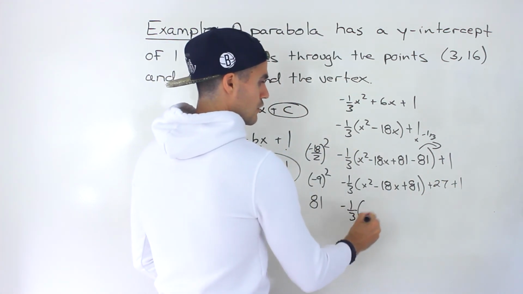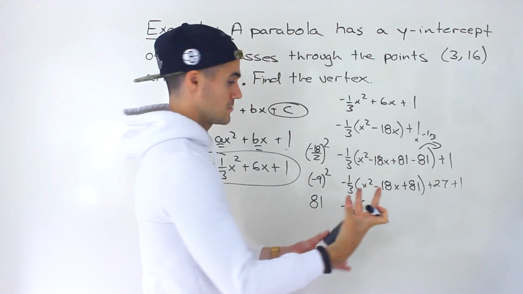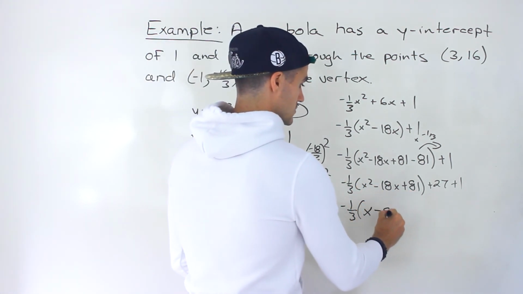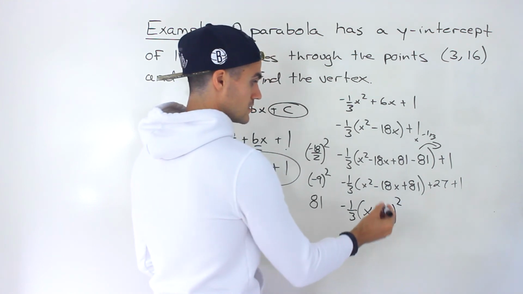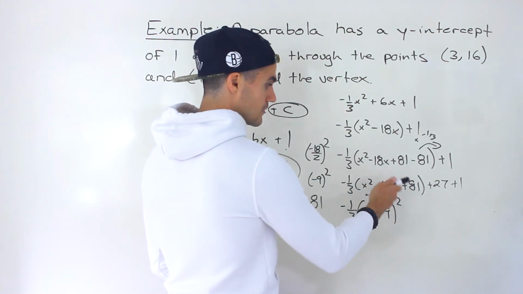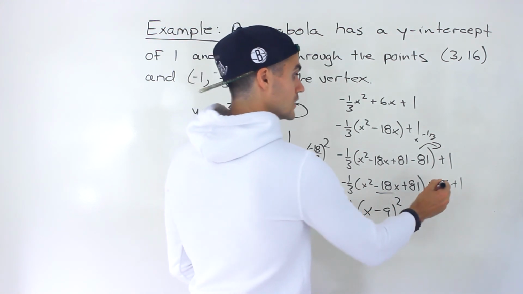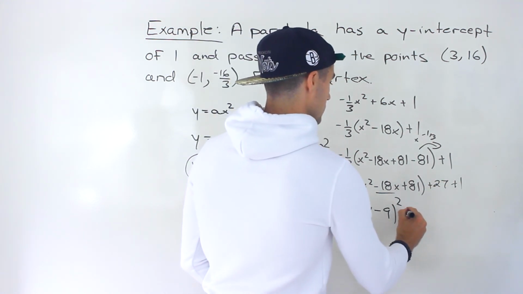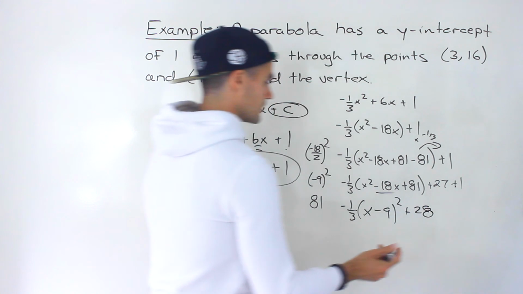Then this over here is always going to be a perfect square trinomial. That's going to factor into x minus 9 squared, right? It's always going to be half of that number. That goes over here. Half of negative 18 is negative 9. 27 plus 1 gives us 28.